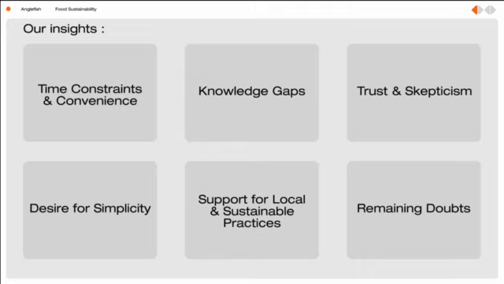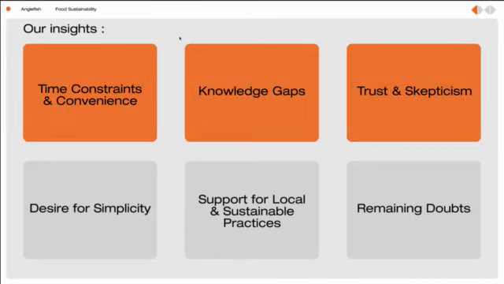All right, so now we have our key insights, where we then have to select, based on what we know about our target audience, which of those we want to focus on the most, in terms of the things that we want to address. In this case, we chose specifically the time constraints and convenience, the knowledge gaps, as well as trust and skepticism. Those are the three main areas of focus.